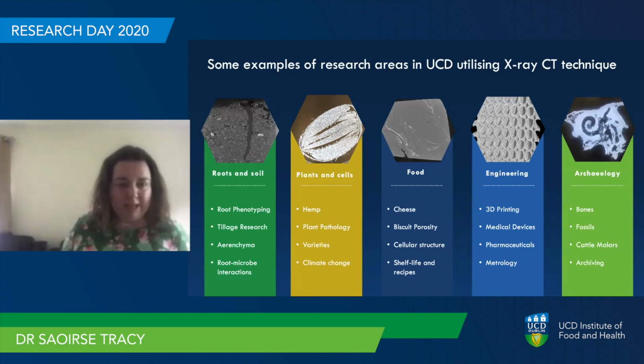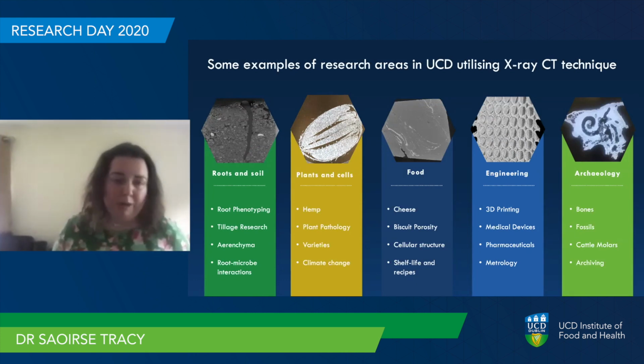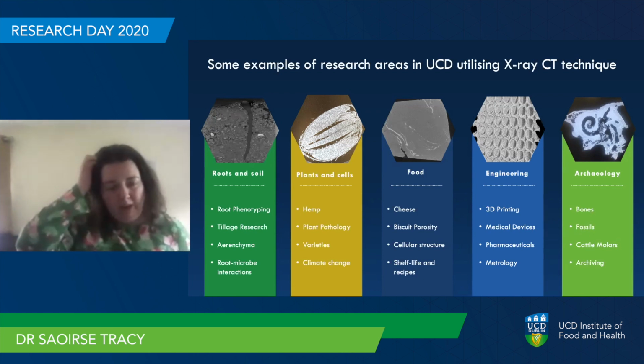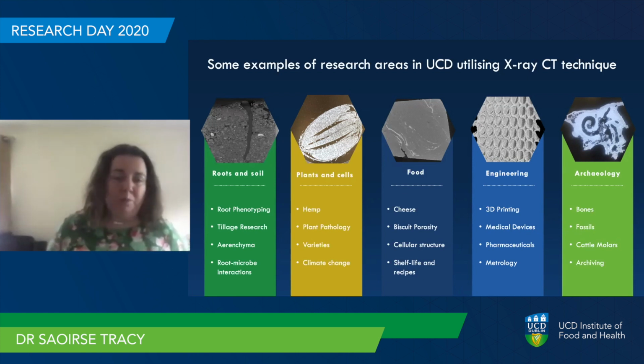We do root phenotyping, so answering basic fundamental questions on what do the roots look like in different varieties, what happens with the roots in different soil structures or maybe different tillage practices. We're currently developing a technique to look at parenchyma, so air spaces in roots that develop in waterlogged soils. And recently there's been an influx of lots of researchers working on root microbe interactions using the CT scanner. This could be mycorrhizal fungi, endophytes, nematodes. So we're answering lots of questions there.